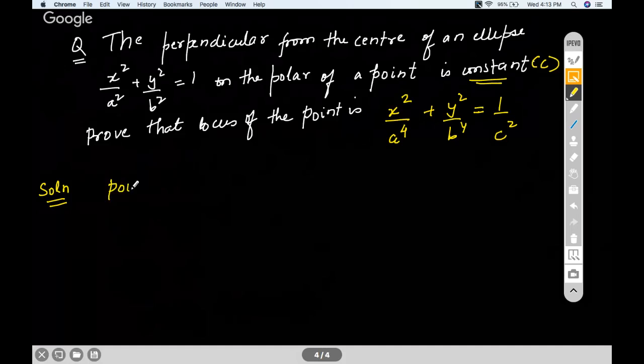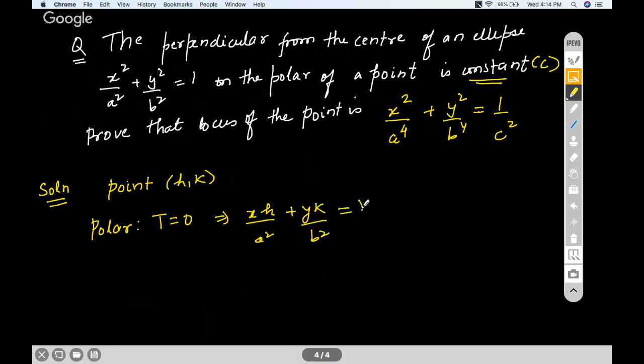All right, this says, let's assume that the point is (h, k). So the equation of the polar, T = 0, is nothing but xh/a² + yk/b² = 1. Now the distance of the origin, that's the center of the ellipse, from this polar is a constant c. So I can clearly rephrase this as equal to 0 and put 0, 0 in place of x and y.